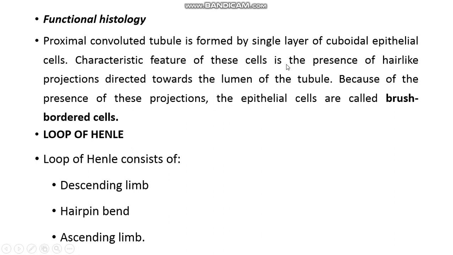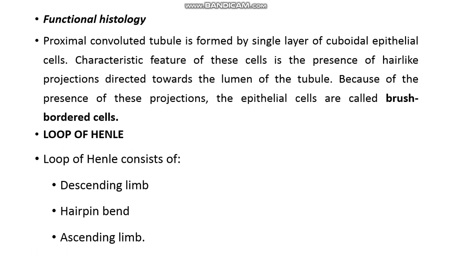Then functional histology of the PCT, proximal convoluted tubule. Proximal convoluted tubule is formed by a single layer of cuboidal epithelial cells. Characteristic feature of these cells is the presence of hair-like projections directed towards the lumen of the tubule. Because of the presence of these projections, the epithelial cells are called brush border cells. So due to the presence of the projections, the epithelial cells of the tubule are known as brush border epithelium.